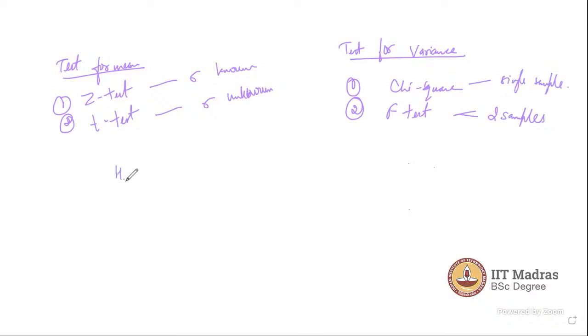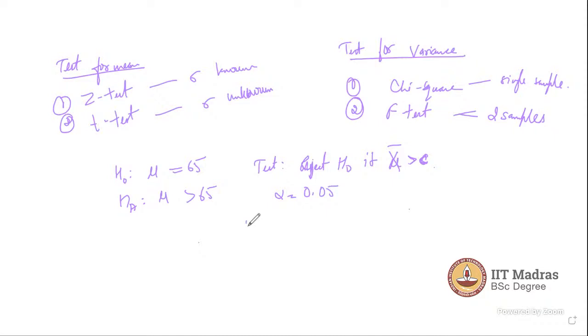Now in this question, your H naught was mu equals 65 and HA was mu greater than 65. Your test is to reject H naught if X bar is greater than C. This is your critical value, C. Alpha is given to be 0.05, and alpha is the probability of rejecting H naught when H naught is true. So the probability that X bar is greater than C given mu equals 65, which is your H naught, is 0.05.